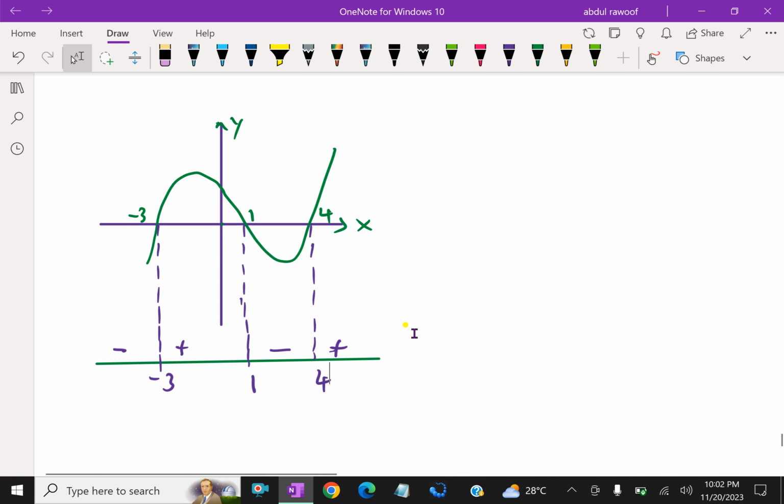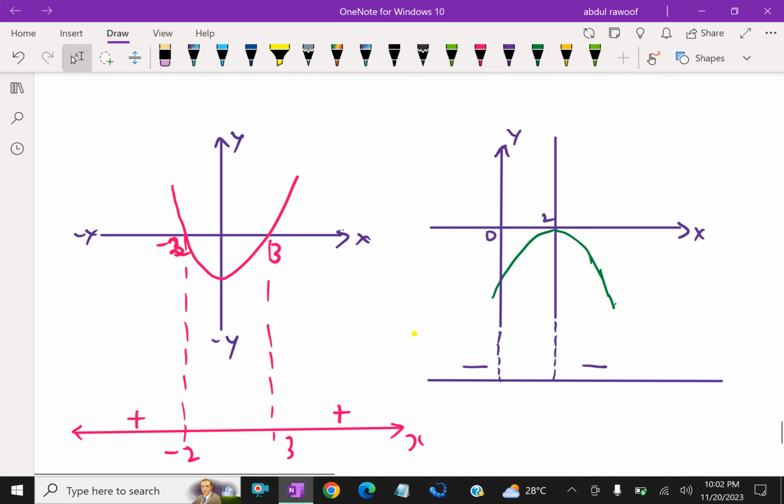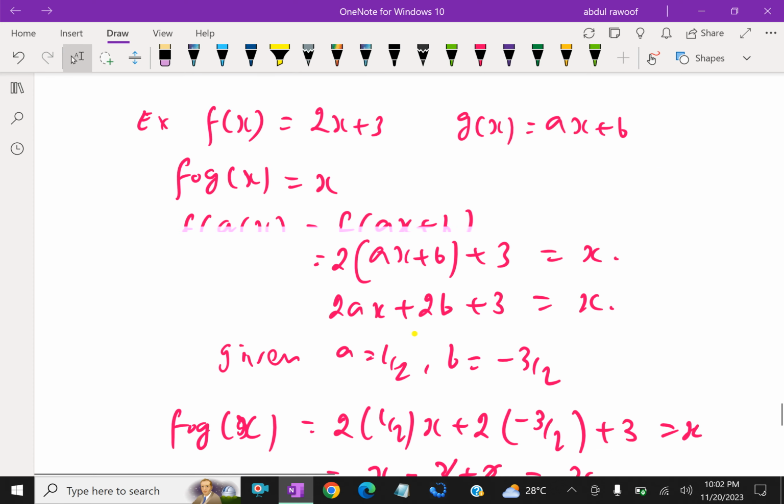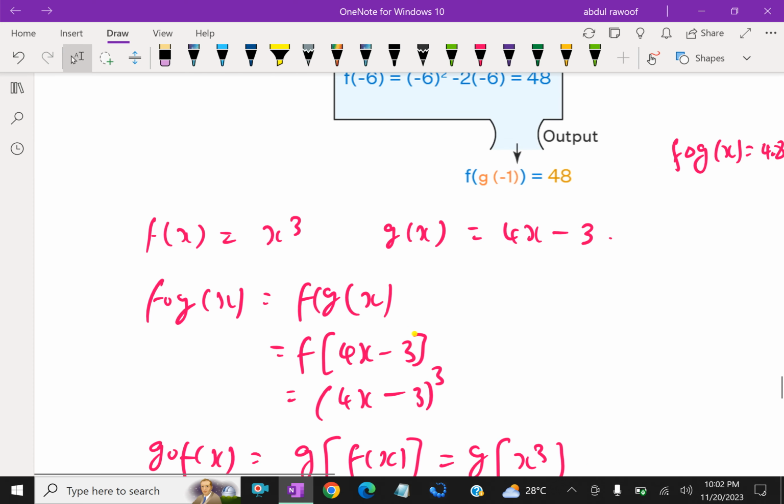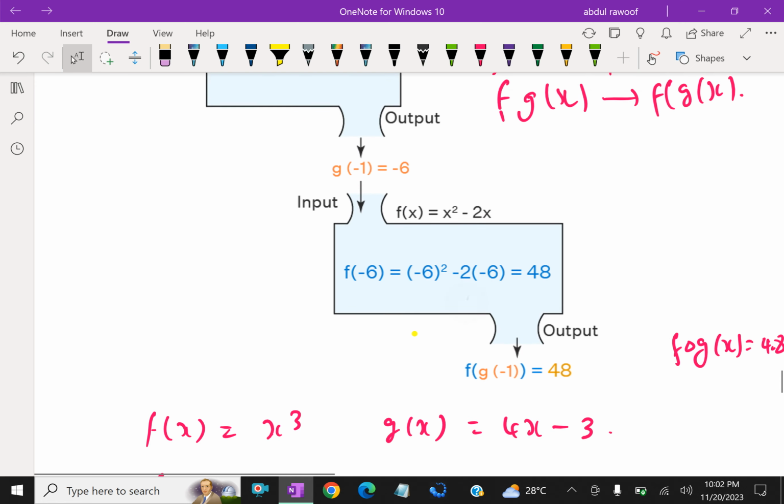So far, we discussed sign diagrams as well as composite functions. In further videos, we will discuss composite functions in more detail.